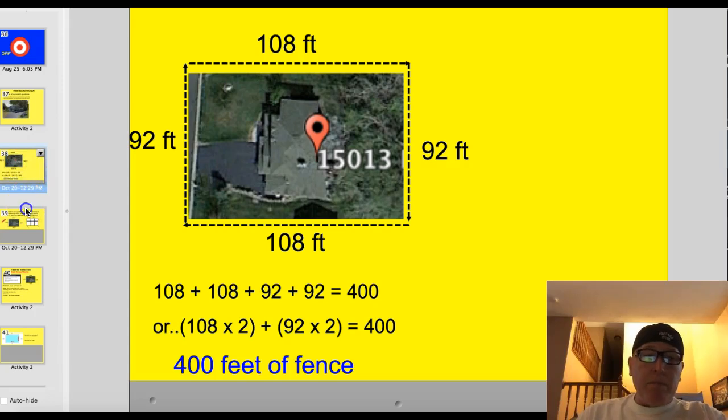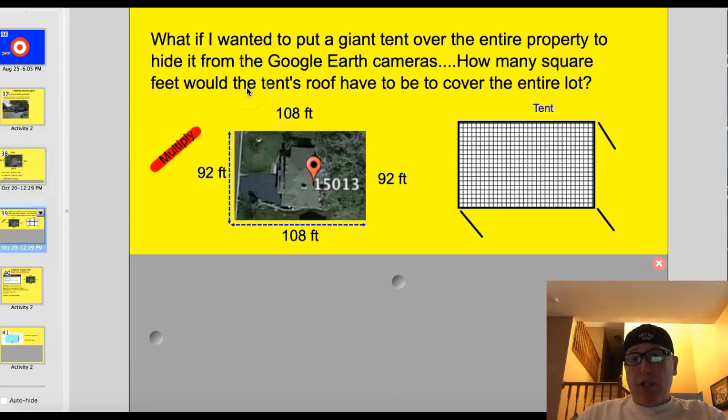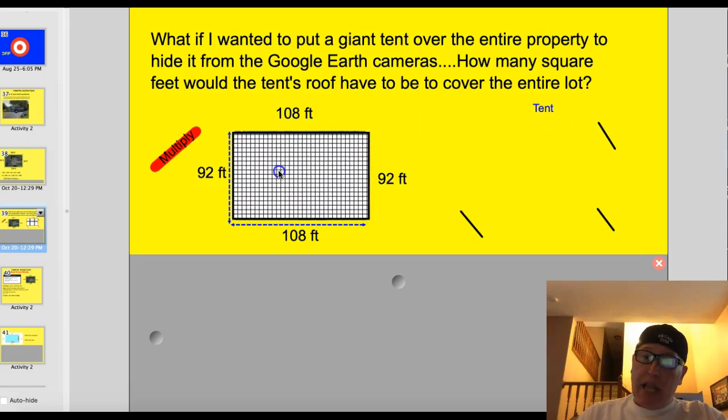All right? Next question. What if I want to put a giant tent over the entire property to hide it from the Google Earth cameras? How many square feet of tents? How many square feet would the tent's roof have to be to cover the entire lot? Well, this is a little bit different here. So now I'm actually looking at square units, just like this screen I've got over here. I'm just ready to slide that screen on there. It's going to have to be 108 units by 92 units. We just multiply those two together.